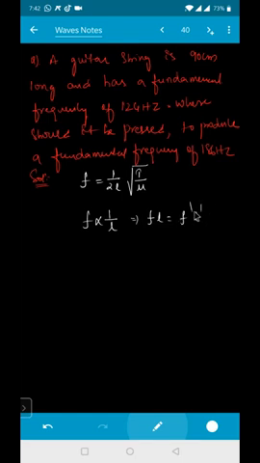Can I write like this? Fundamental frequency is given as 124. Length of that one is given as 90 centimeter. Then to produce a fundamental frequency of 186, how much length is required? That means L dash value is how much? Sir, 60 centimeters. 60 centimeters will be the answer. Clear? Yes, sir.